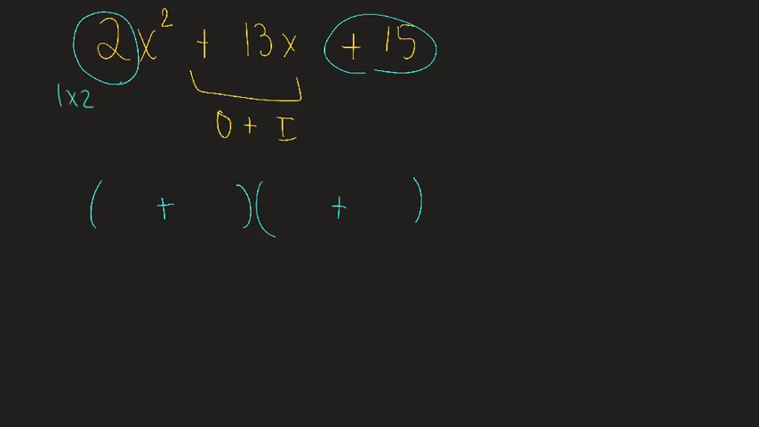Now, is it going to matter if I put 1x here and 2x here? Nope, because they're both pluses. So, it does not matter. This is our easiest case. I don't know why I wrote 1x. We really just need x. Okay, factors of 15. 1 times 15 and 3 times 5.